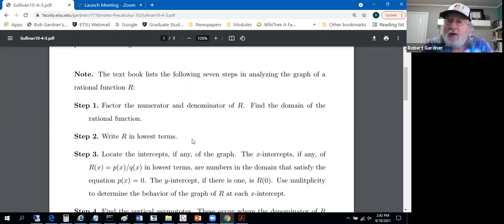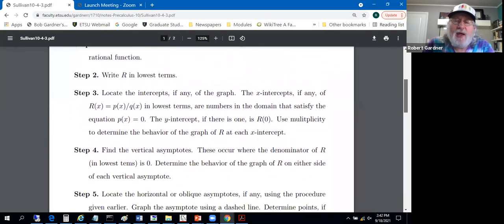Step 2, write R in lowest terms, canceling any common terms in the numerator and the denominator, being sufficiently careful not to lose information, as we'll illustrate in an example. Step 3, locate the intercepts, if any, of the graph. The x-intercepts of P of X over Q of X will, of course, be the zeros of the numerator. The y-intercept we find by plugging in 0, assuming 0 is in the domain of the function. If it isn't, then it doesn't have any y-intercepts.